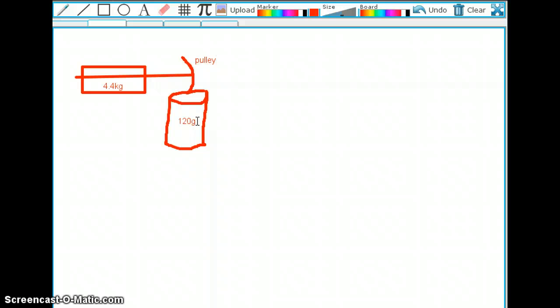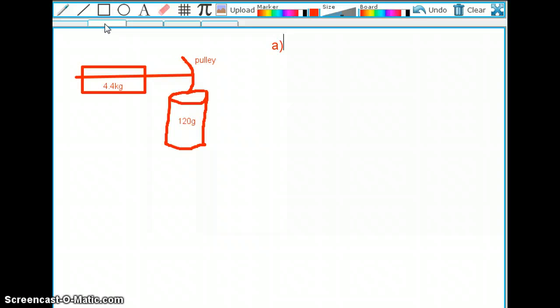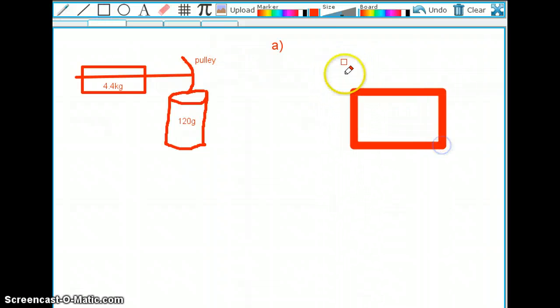So after this, we can actually start drawing our free body diagram for part A of the question. Part A essentially is asking for what is the maximum force of static friction for the block. If you've forgotten, let's have a look at the question once again. This is really easy. There are basically no calculations involved here. So draw out your free body diagram. In this case, we're just drawing the block. So your block, there you have it. Don't forget to write the mass in the middle, just so you remember.